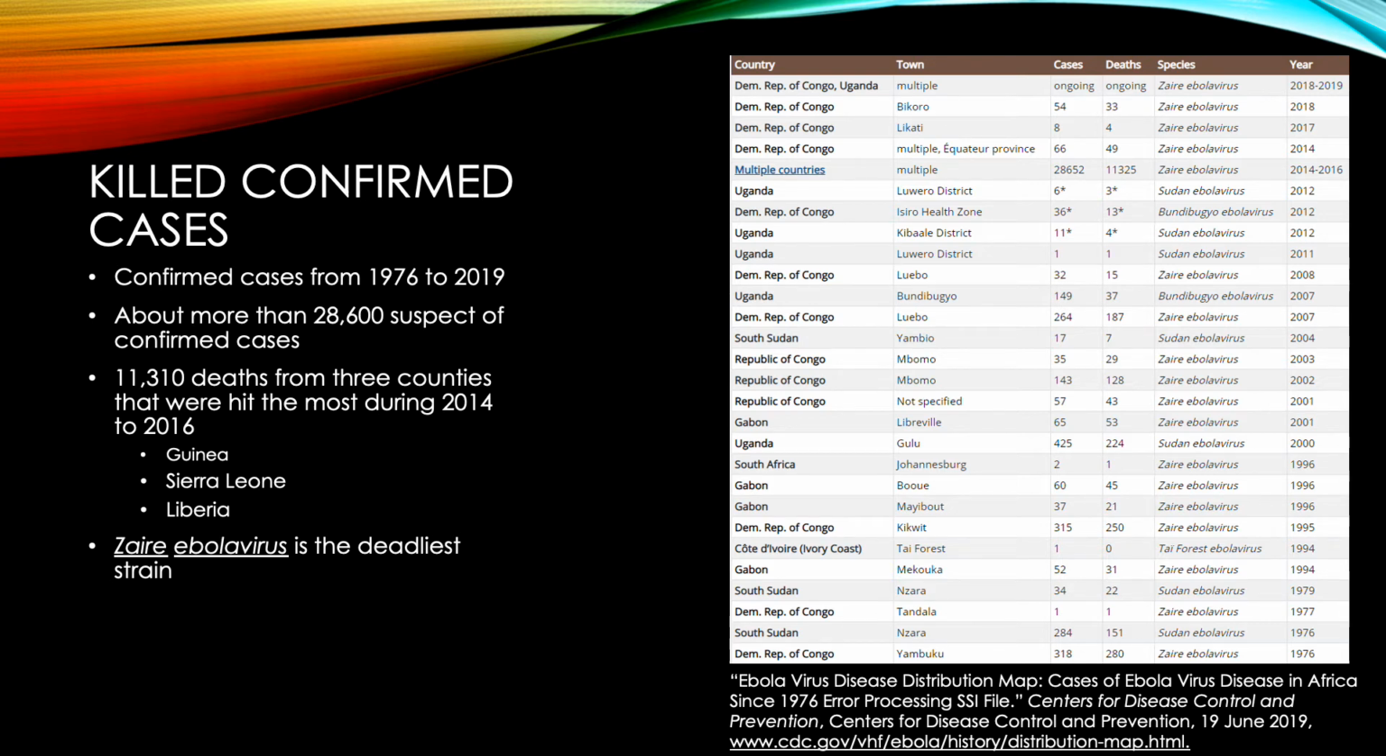As you can see in the species category, the most common one is the Zaire Ebola virus, which is technically the deadliest strain of the other four. Of the 54 countries in Africa, the ones hit the most during the outbreak were Guinea, Sierra Leone, and Liberia, in the outbreak from 2014 to 2016. There were about 28,600 confirmed cases and about 11,310 deaths from the three countries alone.